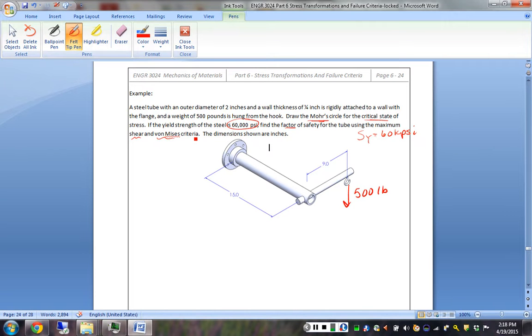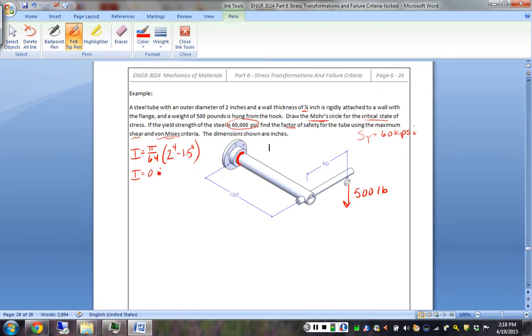So we know that we're going to have to calculate the stresses based on the loading, which means we need a few geometric properties. Moment of inertia. Again, this is our section of interest. So we were told that the outer diameter is 2. Our wall thickness is 1/4 inch, so the inner diameter is 1.5.